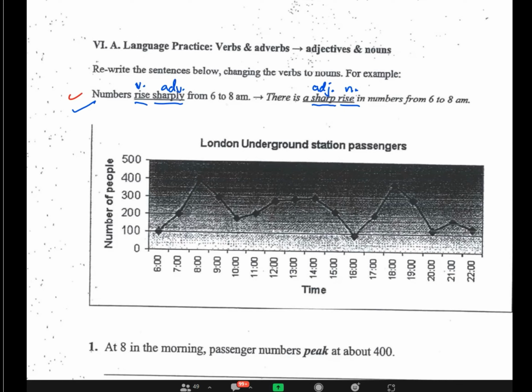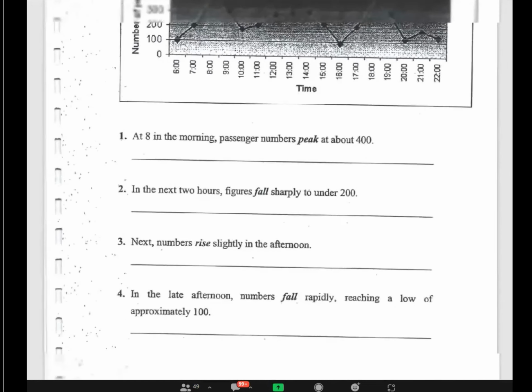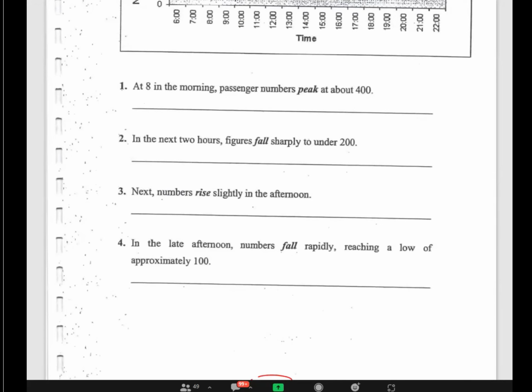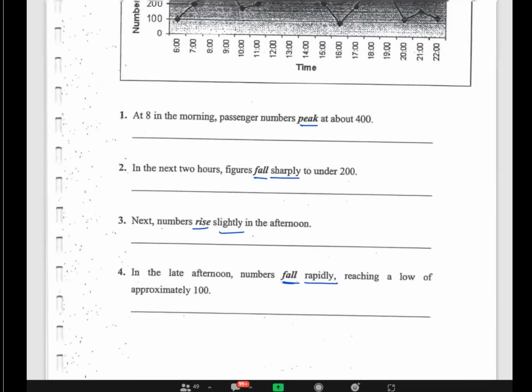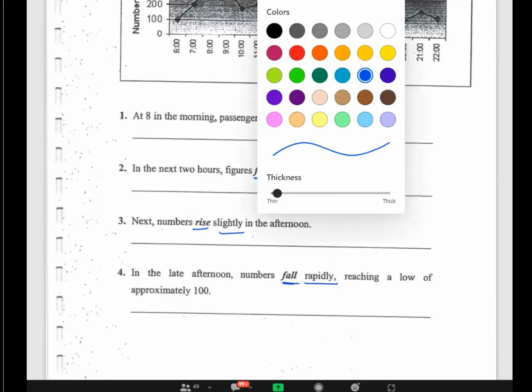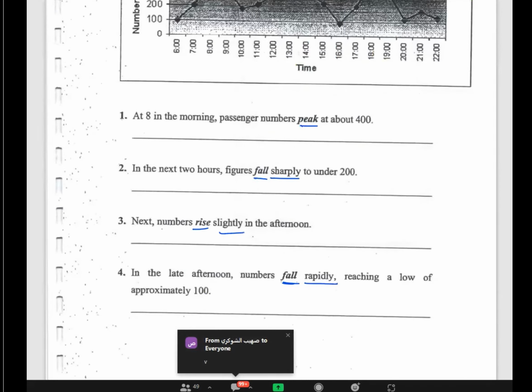Sharply. Okay? Now, here in the exercise, you need to look at the bold words and try to change the form. For example, in the first one, at 8 in the morning, passenger numbers peak at about 400. Now, peak here is what? Verb or noun? Passenger numbers peak, it's a verb. Peak means ترتفع, تصل إلى الذروة.